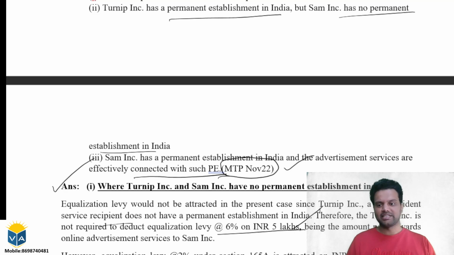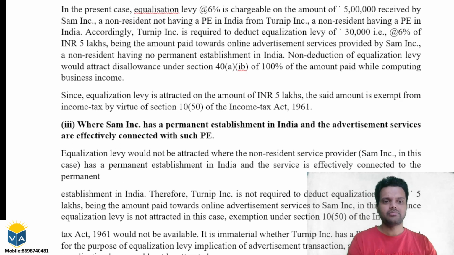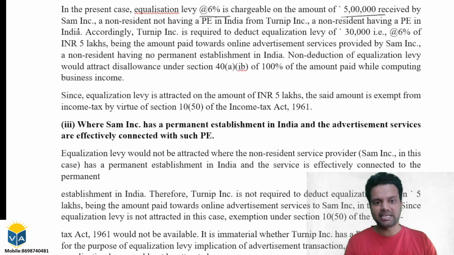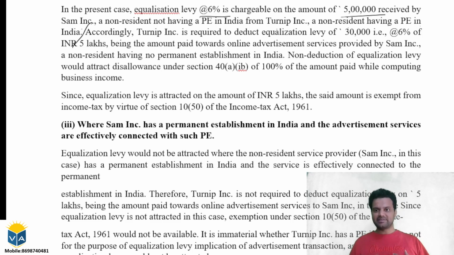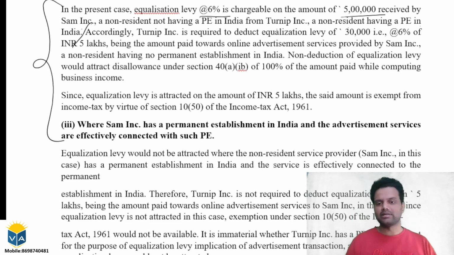Let me go to the question again. See here, point number two. In the present case, whether equalization levy of 6% is chargeable on the amount of 5 lakh received by SAM INC, a non-resident not having a PE in India, from Turnip INC, a non-resident having a PE in India. In summary, it is saying that the service receiver has a PE in India, so it is a covered case of online advertisement under section 165. A 6% equalization levy is applicable. The summary of this entire sentence is that only. Okay, you can go through this answer in detail.